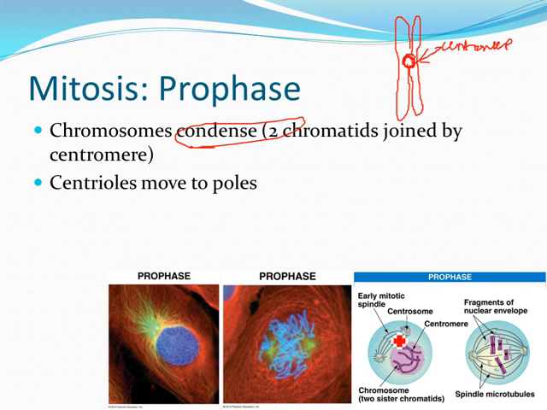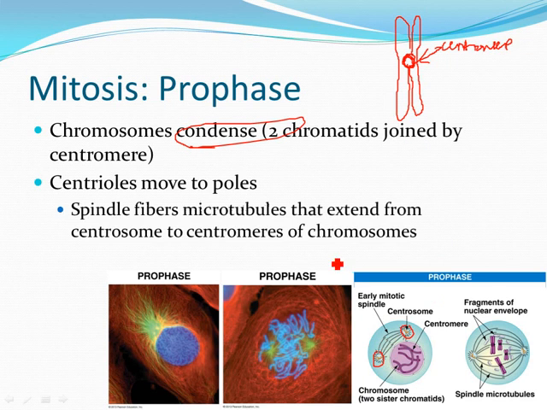And these centrioles that we talked about earlier, that have a lot of protein around them, start to move towards the poles. And as they move towards the poles, these spindle fibers are made of microtubules. Remember that term? These are those thick proteins. These microtubules extend from the centrosomes so that they could eventually attach to the centromeres of the chromosomes.